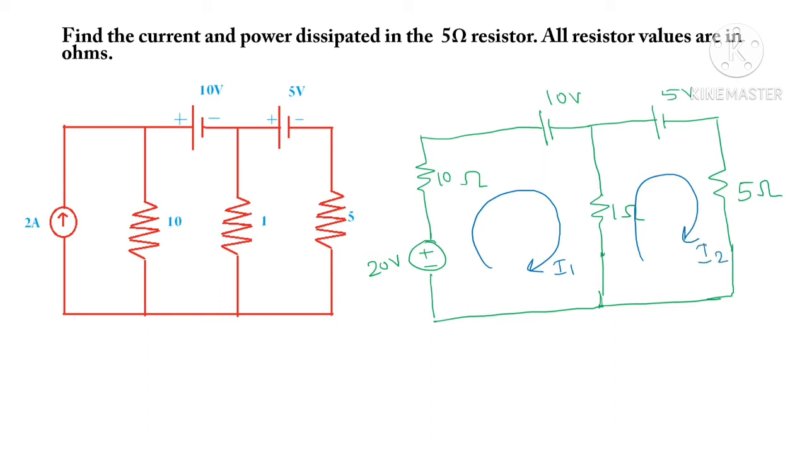So before applying KVL, let us write down the notations. The current is flowing in this direction through 10 ohms, so we will indicate the polarity. This is plus and minus, the voltage drop along the direction of the current. If we consider the second loop, the direction of the current in this way, this is plus and minus, and again this current flows, here it is plus minus.